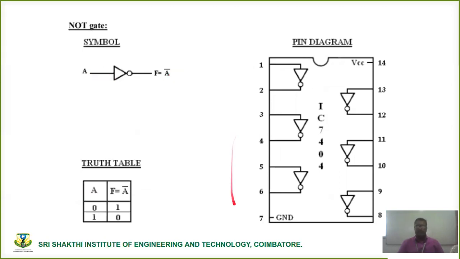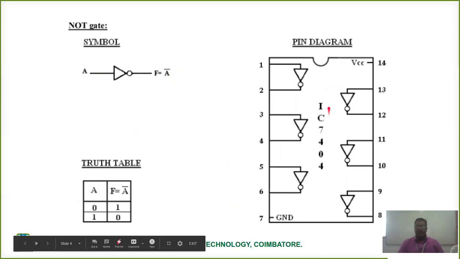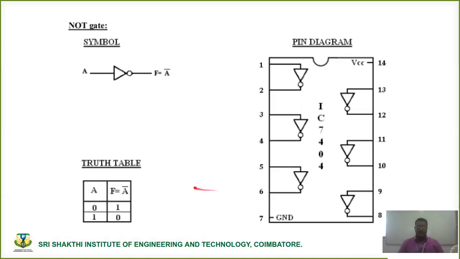So coming to the pin diagram, the IC number will be IC 7404, right? In 7404 we have 6 gates. Inside 7404 we have 6 NOT gates. This is the symbol for the NOT gate, right? So this bubble indicates an inverter bubble.